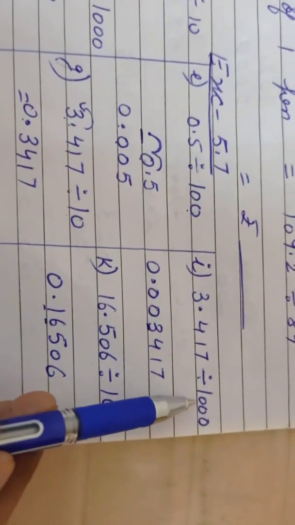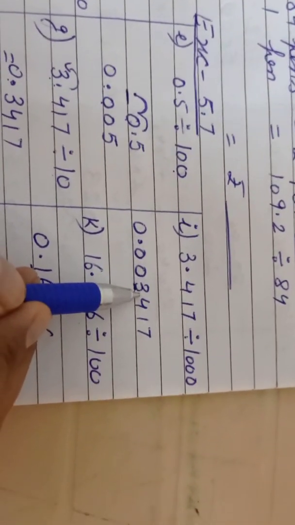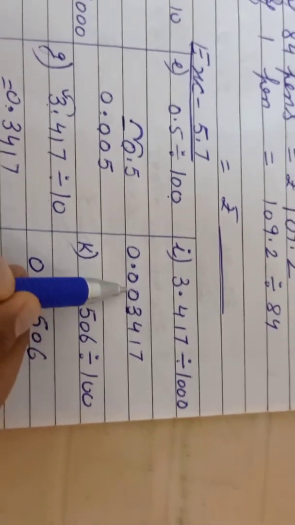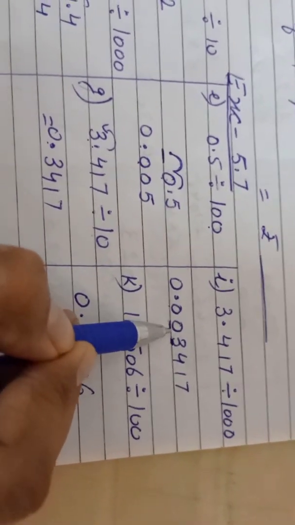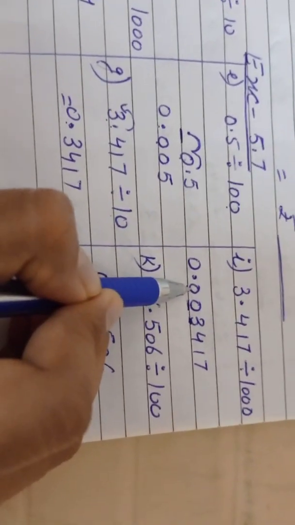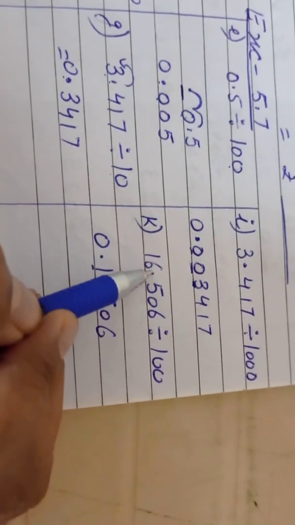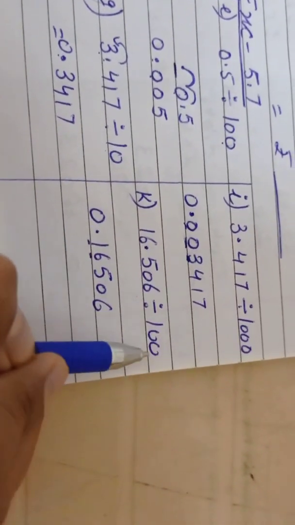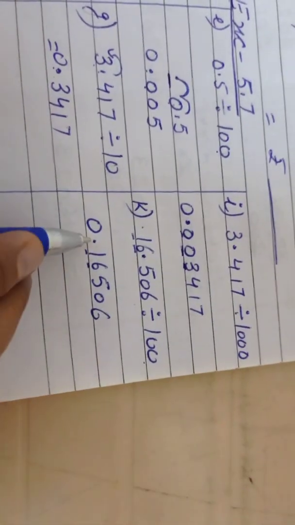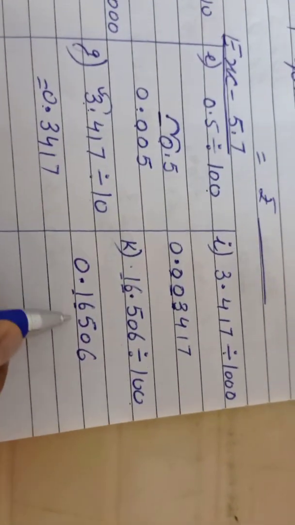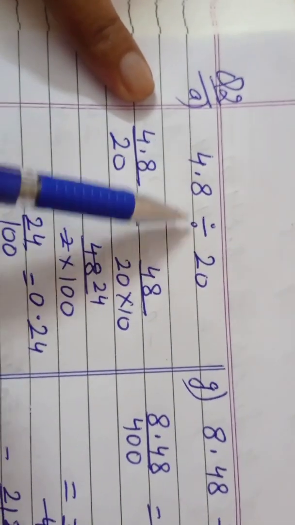Next, part with 3 zeros. At present, decimal was here, and we need to shift 3 digits. 1, 2, no more digit is there. So write 0 yourself. 1, 2, so total 3 digits are there and then you have to put the decimal over here. Next part, at present decimal is here. 2 digits you have to shift. 1, 2. So decimal will come over here. So I wrote it over here, 0.16506.